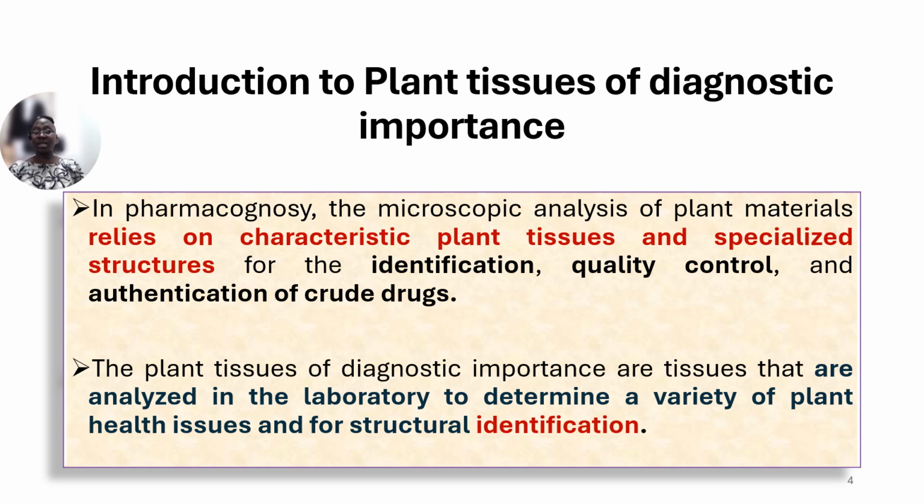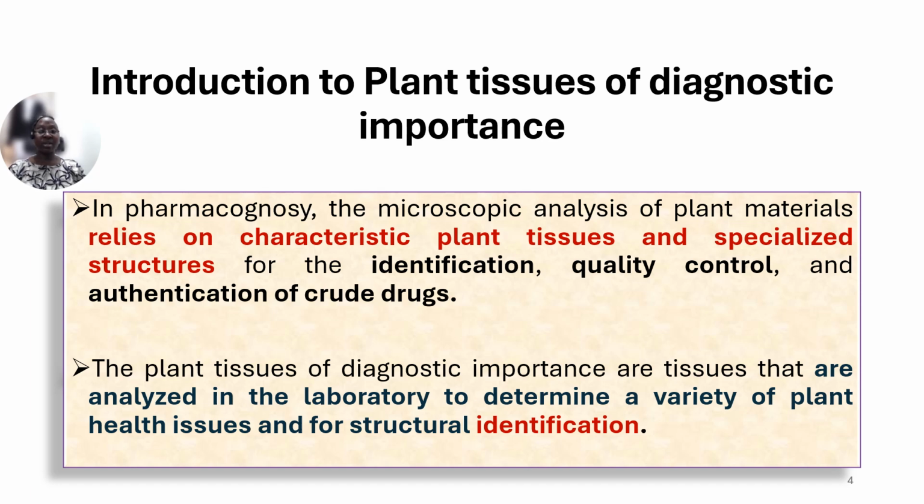Now, in pharmacognosy, the microscopic analysis of plant materials relies on characteristic plant tissues and specialized structures for the identification, quality control, and authentication of crude drugs. So these tissues are very, very important when it comes to authentication of plant sources.